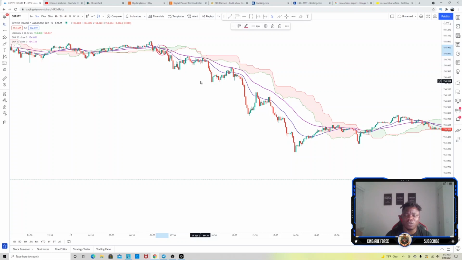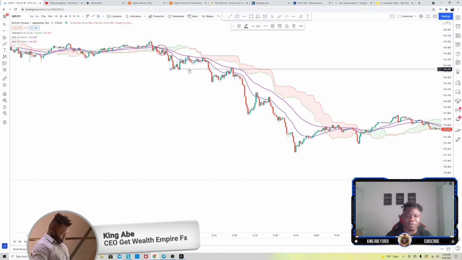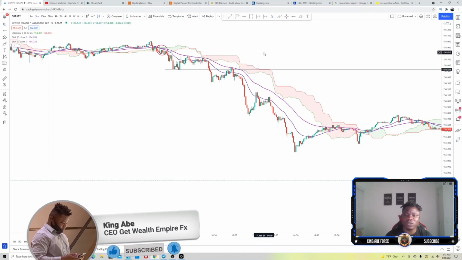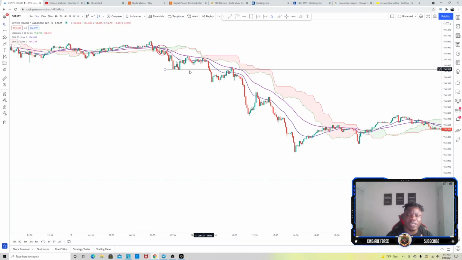Now I'm going to show you where your entry is going to be, because you don't just get in after the pullback. You need to make sure that price is below the previous low, just like we have right over here. This is our previous low. So what we're looking for is a pullback, like I said earlier, and we also need price to be below this previous low right over here.